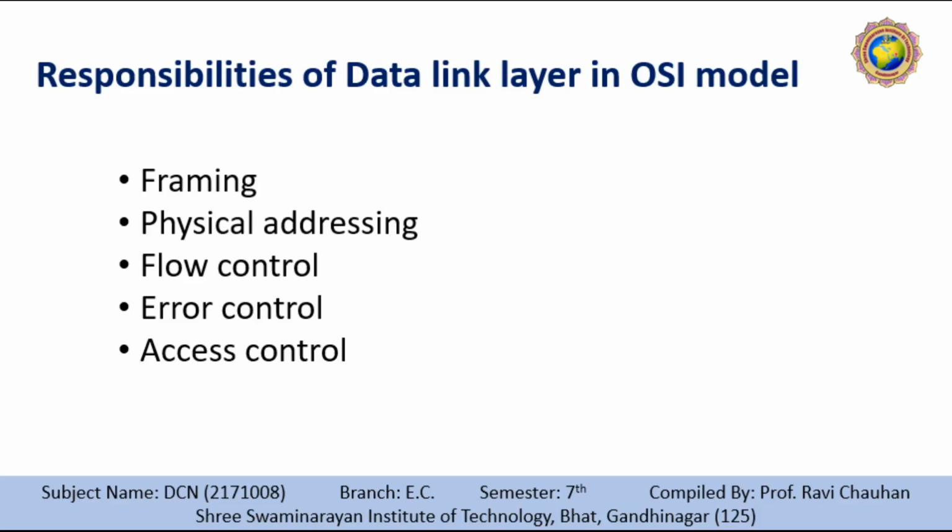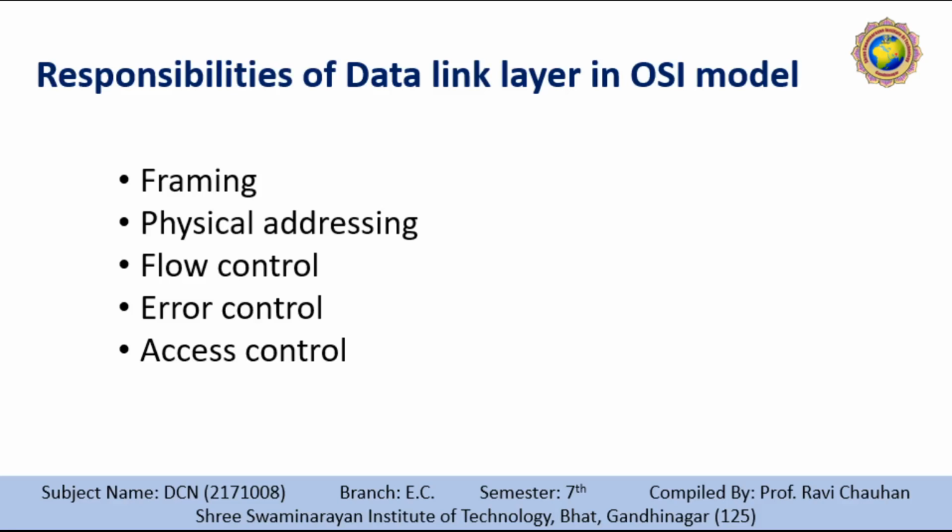The responsibilities of the data link layer are the following. First is framing. The data link layer divides the stream of bits received from the network layer into manageable data units called frames. As I already told you, frames are dealt with in the data link layer. So it is responsible for managing the frames.